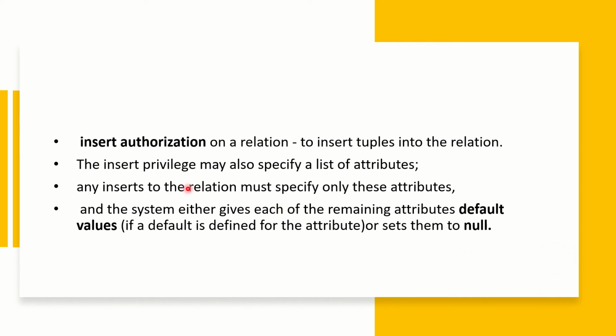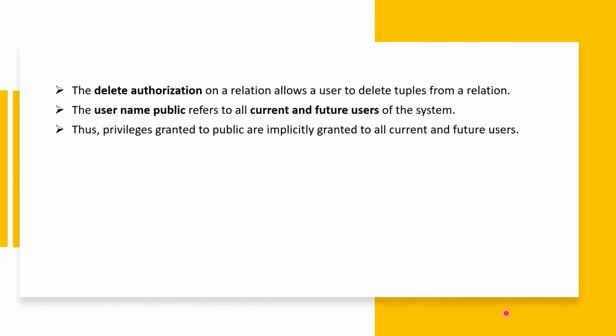So this is a very important point: in the case of insert authorization also, a user is given the privilege to insert values into a relation, and insert authorization can also be given on certain attributes in a relation. So only that attribute value can be inserted by the corresponding user, and other attribute values inside the tuple will be taken as either default value or null value.